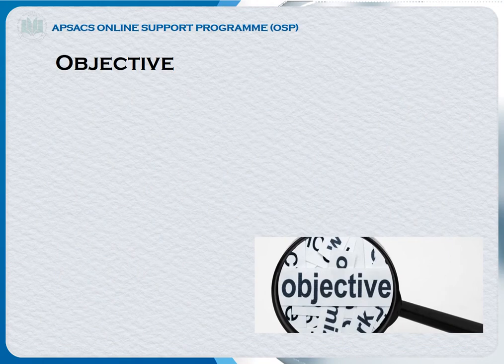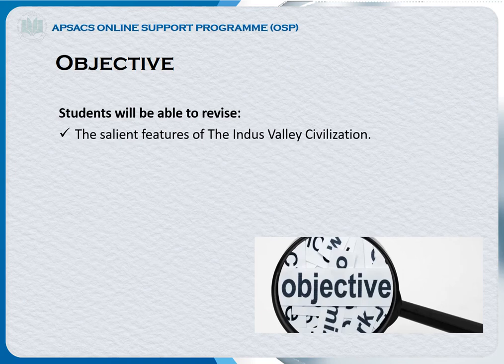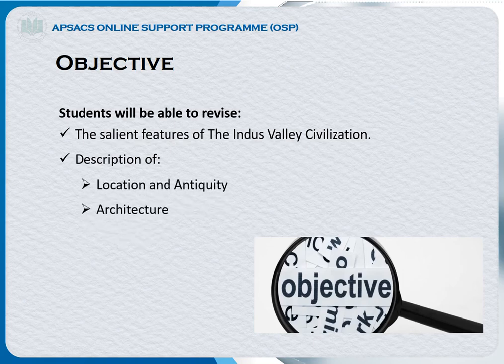Our objectives for today are: students will be able to revise the salient features of the Indus Valley civilization, and also the description of location and antiquity, architecture, agriculture, social life, religion, and writing.